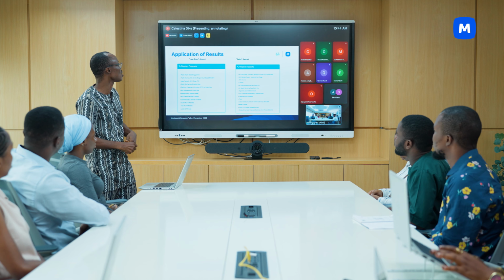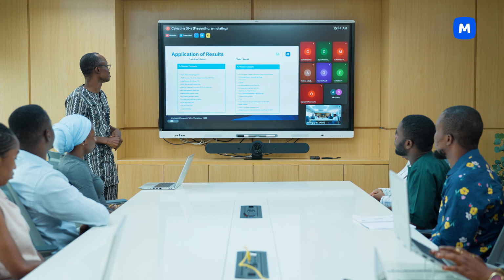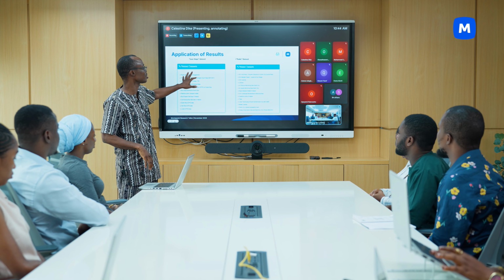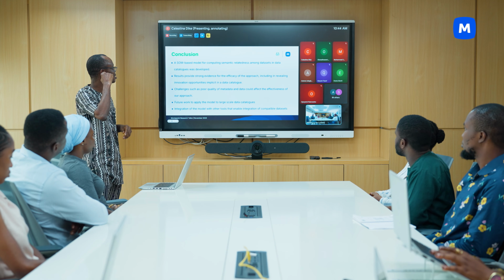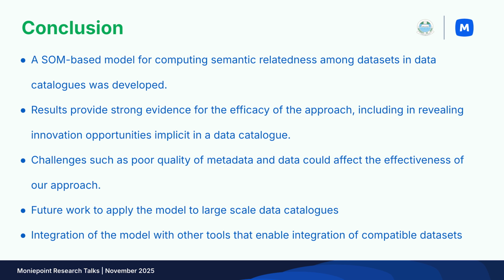So that's how we are able to use our application, our research. We were able to incorporate it into the larger project, and so we had related data sets. We were able to look at the SOM-based model for computing semantic relatedness among data sets in catalogs. The results show strong evidence for the efficacy of the approach. So we can actually reveal what data sets are related and what are not.